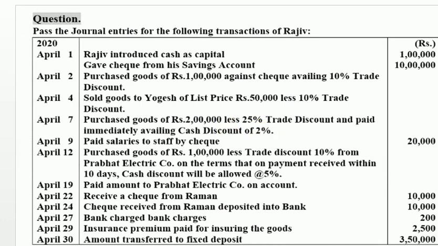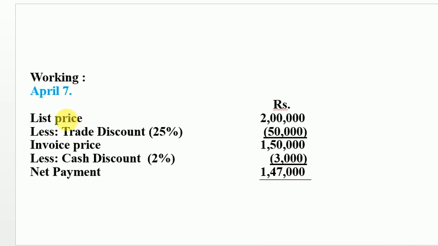So the working of this entry will be list price, that is 2 lakhs less trade discount 25%, that is 50,000. We know very well 25% of 2 lakhs is 50,000. So as we know, we are not going to record this amount of trade discount in our books of accounts. So the invoice value is 1,50,000, and on this invoice value we will provide the cash discount, that is 2%. 2% of 1,50,000 will be 3,000. So net payment, that is 1,47,000. So that amount will be recorded in the books of accounts.